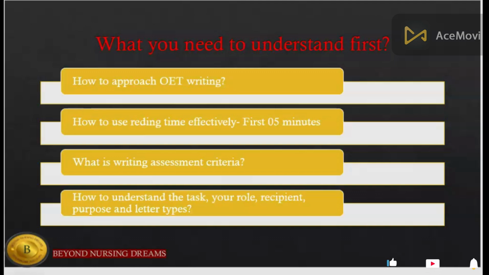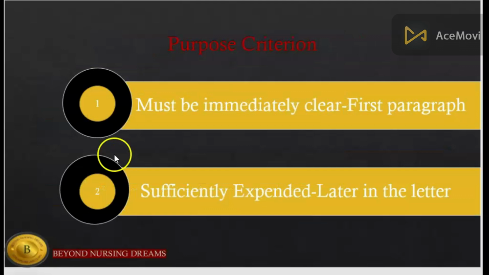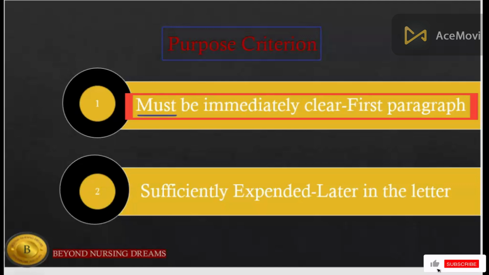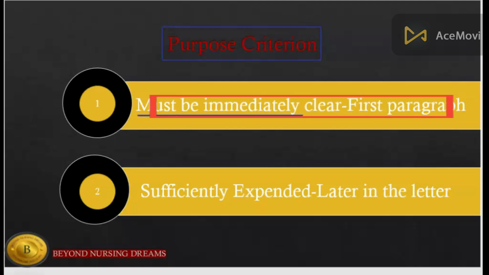What the criteria say about purpose? It must be immediately clear, in the first paragraph. So if you want to get the grade B, you need to mention the purpose of the letter in the first paragraph, and we should mention why I'm writing, regarding whom I'm writing, and what is my request or the recommendation for this patient, and what I want from the receiver to do for my patient.